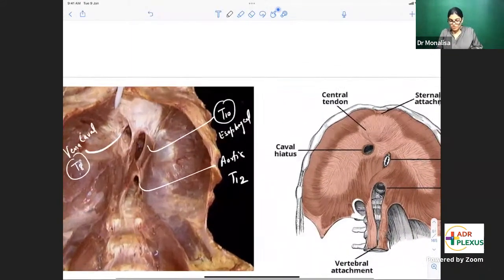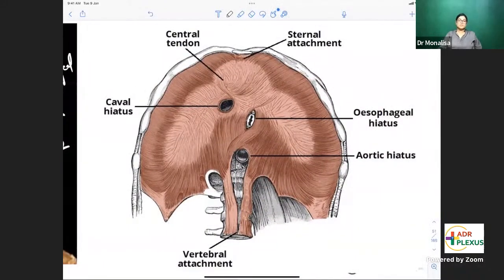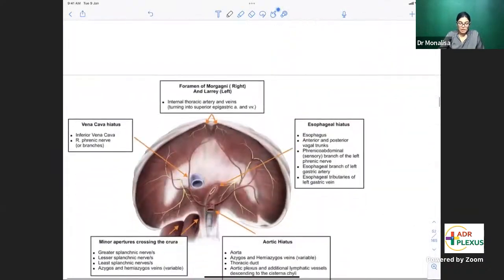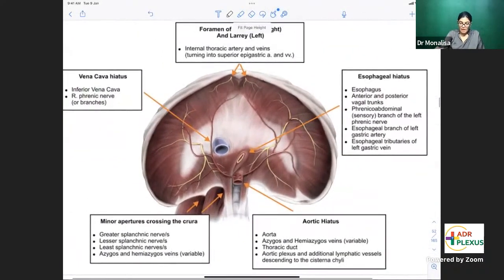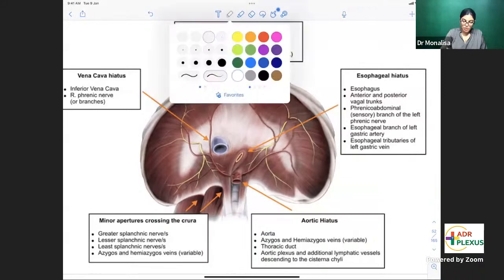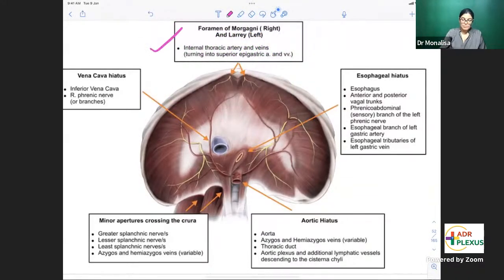You can also appreciate another diagram corresponding to the same thing, where you can see the vena cava opening, the caval hiatus, the esophageal hiatus and the aortic hiatus. Now, the next important point is to know the important structures traversing. If I enlarge it, you can appreciate them. Yes, dear, esophageal opening at the level of T10. Absolutely correct.